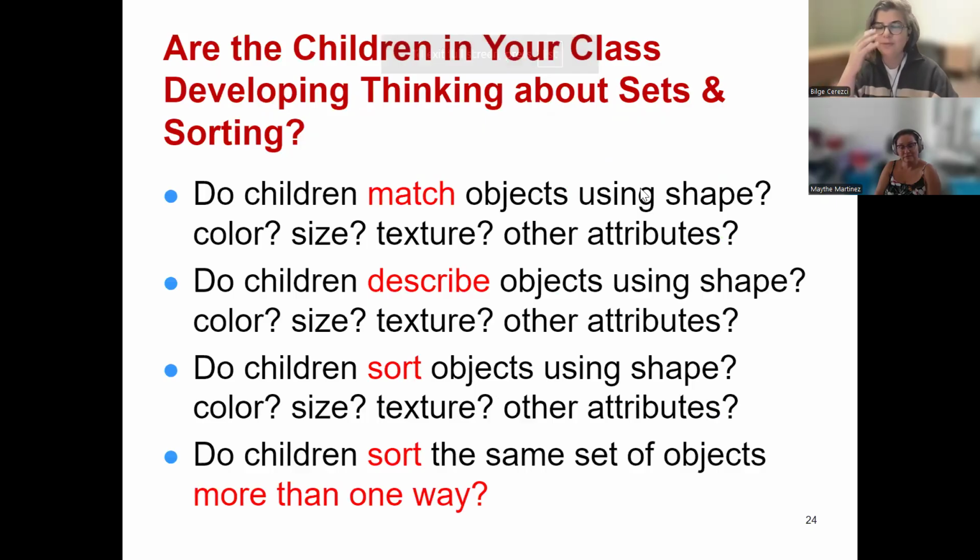To make sure that I am providing these experiences to my students, ask yourself, do children match objects in my class by shape, color, size, texture, or any other attributes? Can they describe objects by using their attributes? Can they sort things by shape, size, color, texture? Can they sort the same collection again and again by using different attributes? Am I providing these opportunities for them?